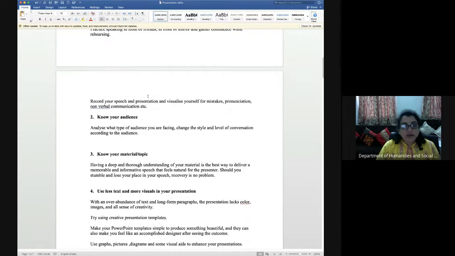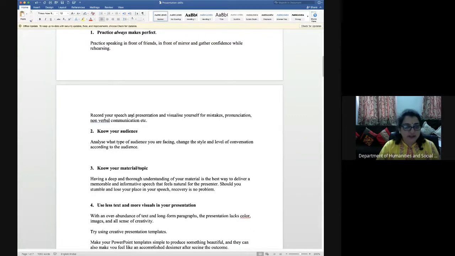So how can you make this practice work? You have to record your speech. Whatever you are saying, try to record it. It has become very easy for students to record their speech on their mobile phones. When you record it, you try to analyze where you are making mistakes, whether you are able to speak nicely or you are making mistakes in some of the pronunciation or accents. So visualize yourself for mistakes, pronunciation and non-verbal communication.